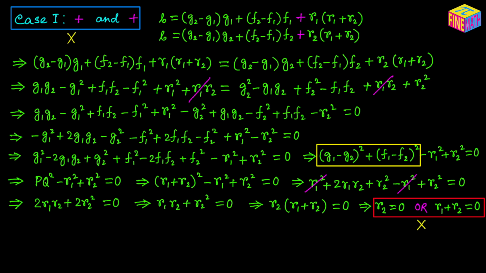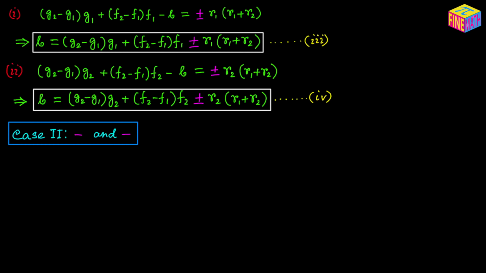Alright, let's try another combination. So now let's take the negative sign from each of the four possibilities. Now we are going to use the negative sign for equation number 3 and also the negative sign for equation number 4, and then see what happens.